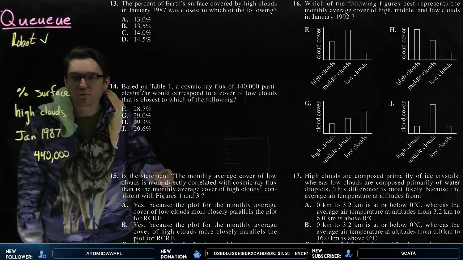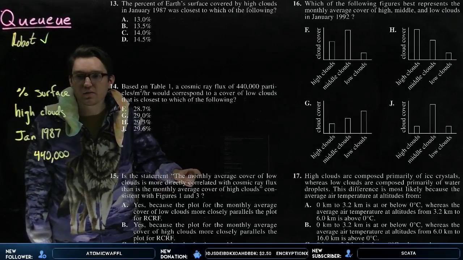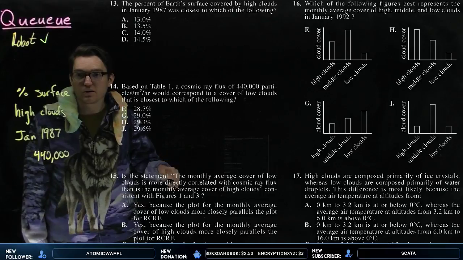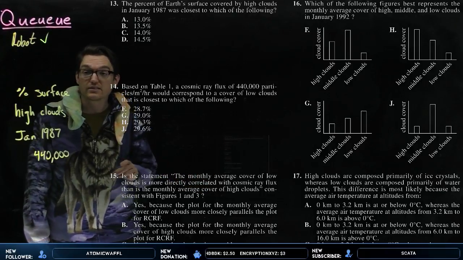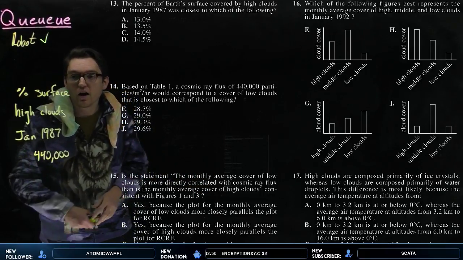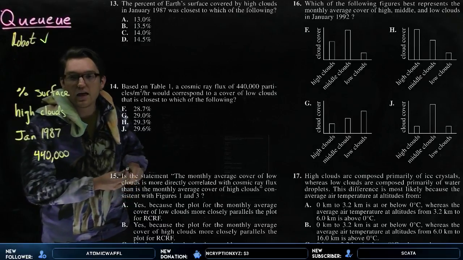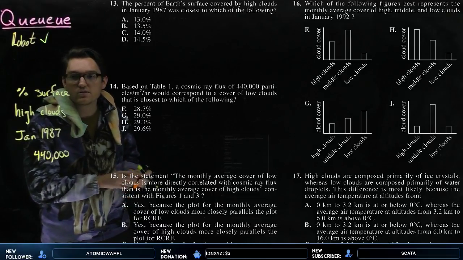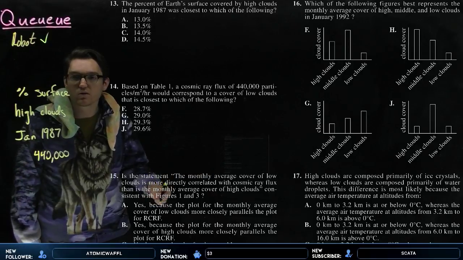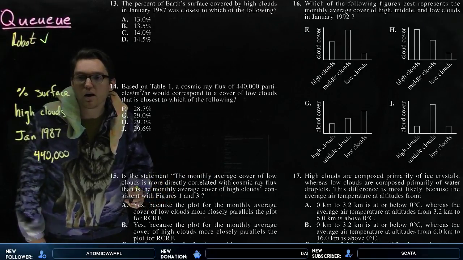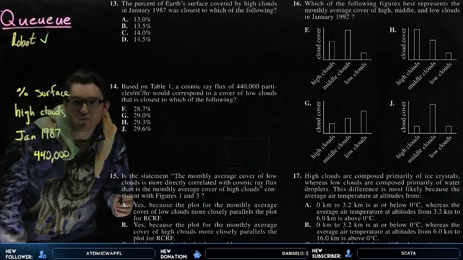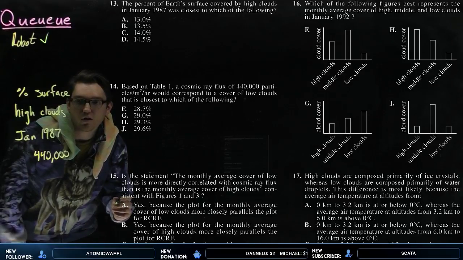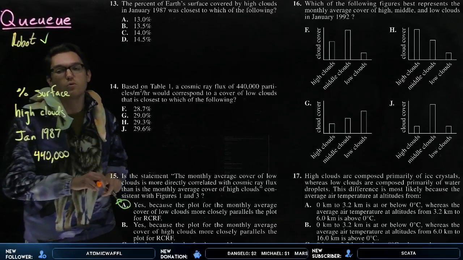Okay, we're asking if the statement is true. The monthly average of low clouds, that's figure 3, is more directly correlated than high clouds. Yes, it is. Figure 3 has a much higher correlation, so we know it's going to be yes, and it is going to be the plot for monthly average cover of low clouds more closely parallels the plot for RCRF. Yes, that is going to be true. Yep, it's the low clouds that's in figure 3, and that's the one that more closely parallels it.